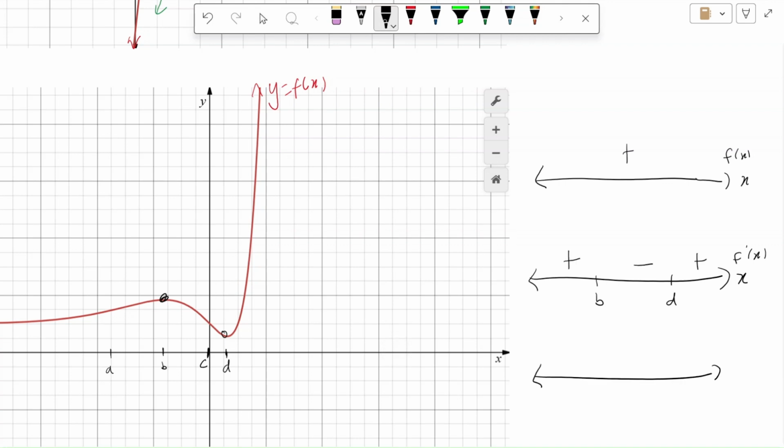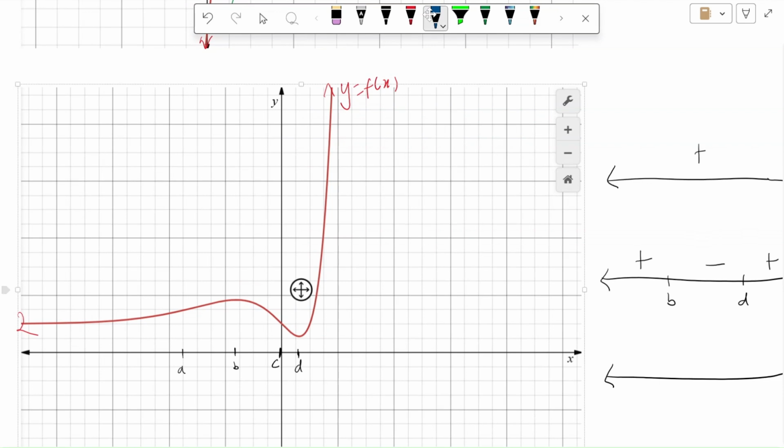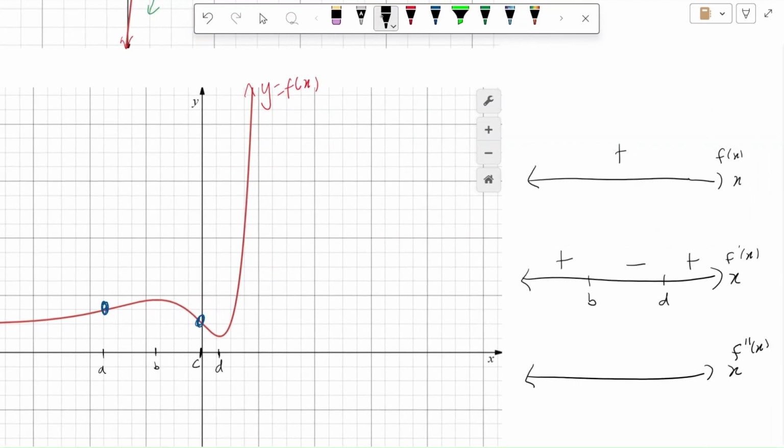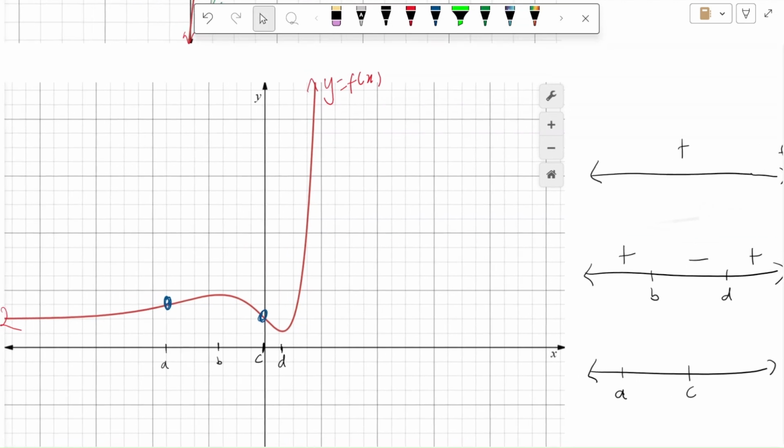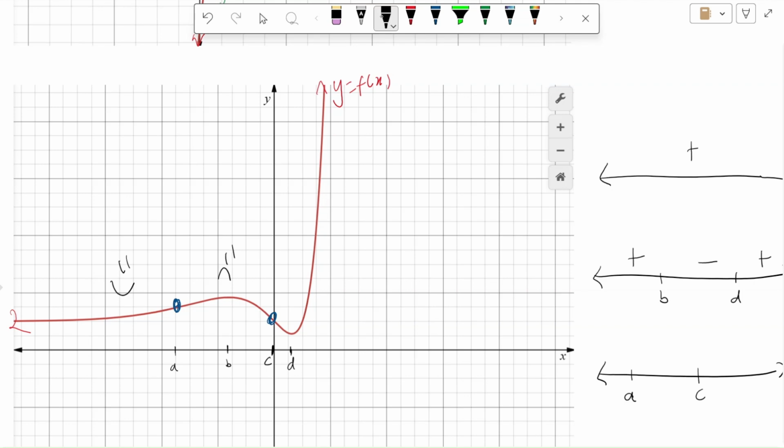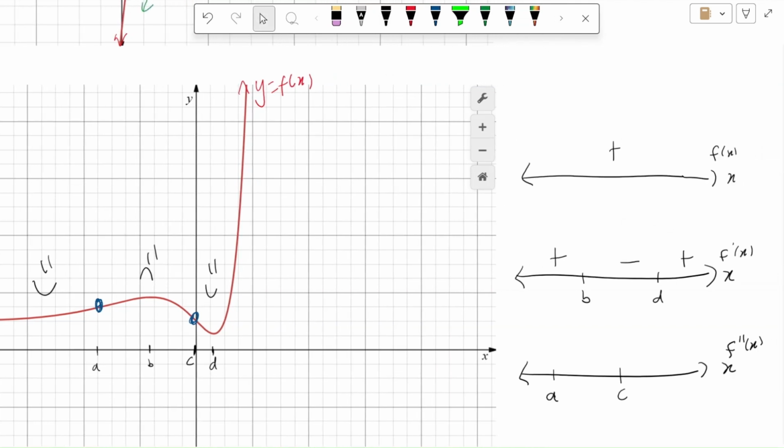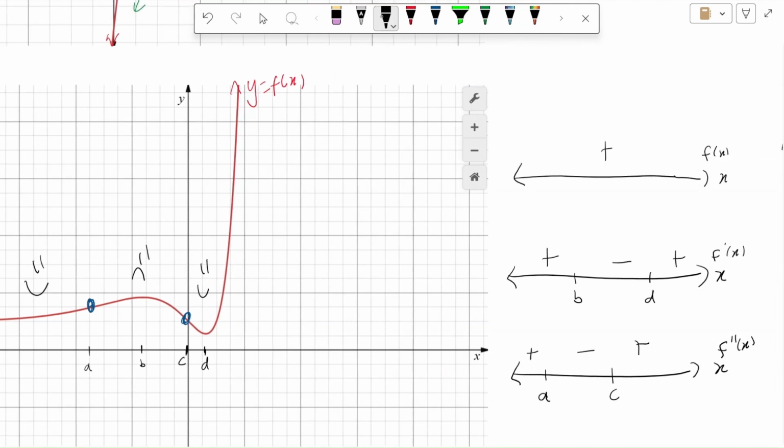Here is x with f double dash of x. We've got to put our points of inflection on here. So these will be at A, which I've marked, and C, which I've marked. Just a reminder, the exam questions will often tell you that they're points of inflection in the text. It is a happy face, then it's a sad face, then it's a happy face. So I've got to go plus, minus, plus.